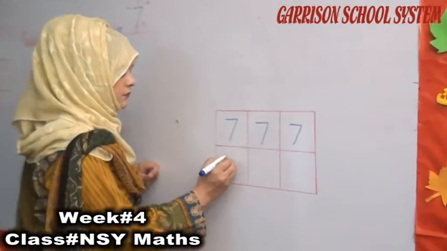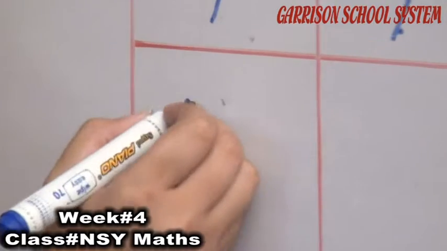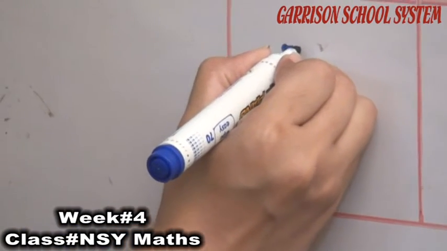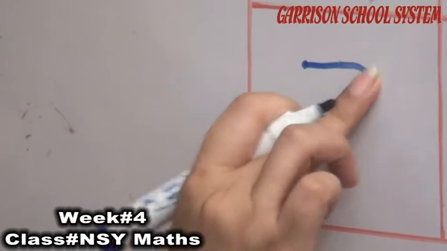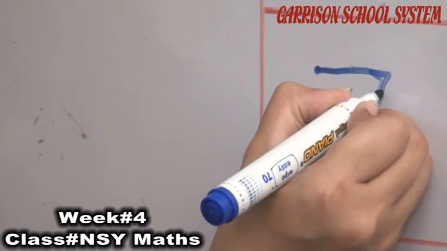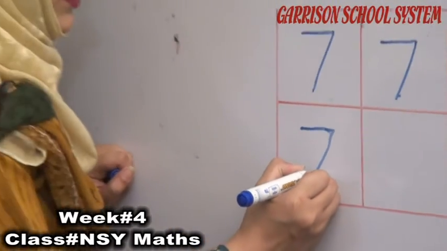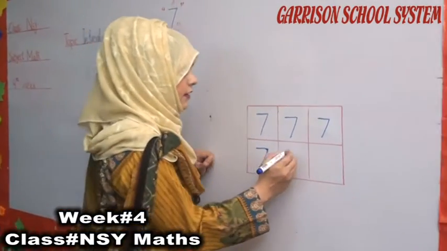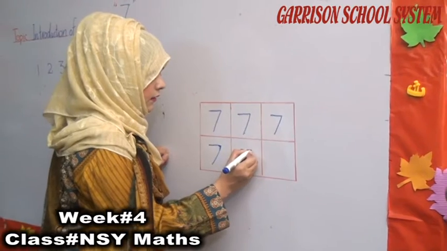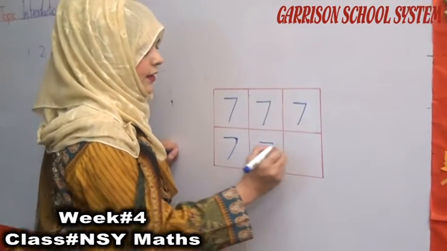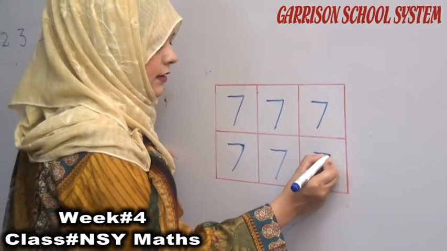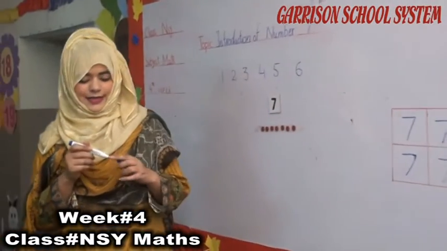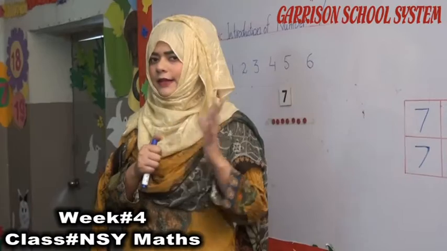So here we put a dot over here and over here. First we do a slip pattern, and then we join the dot with the slanted line. 7. I hope you practice this at your home, but before that, let me show you something.